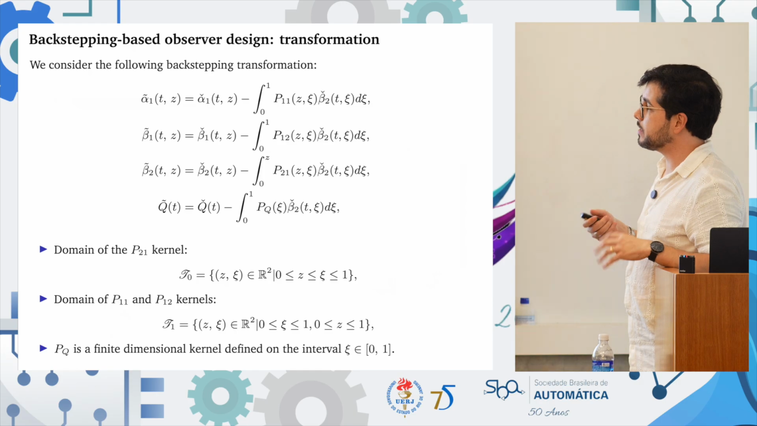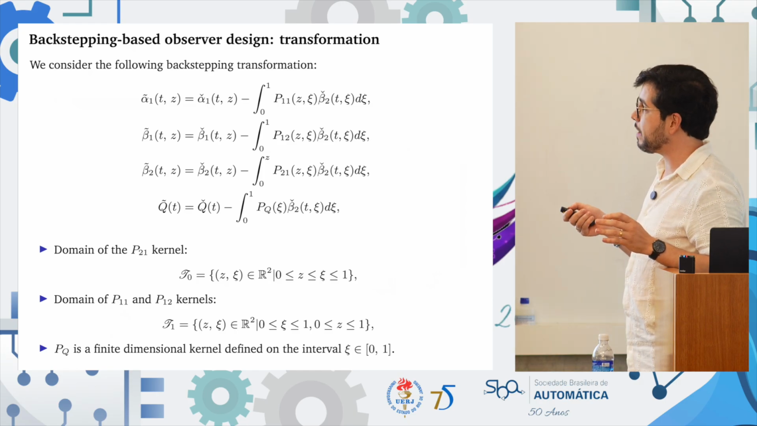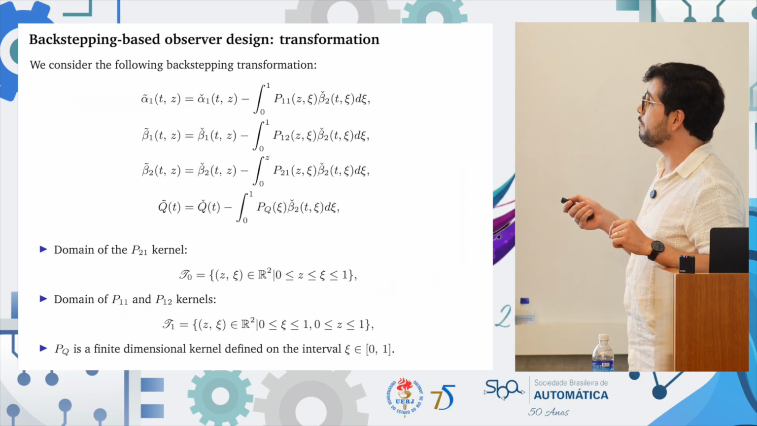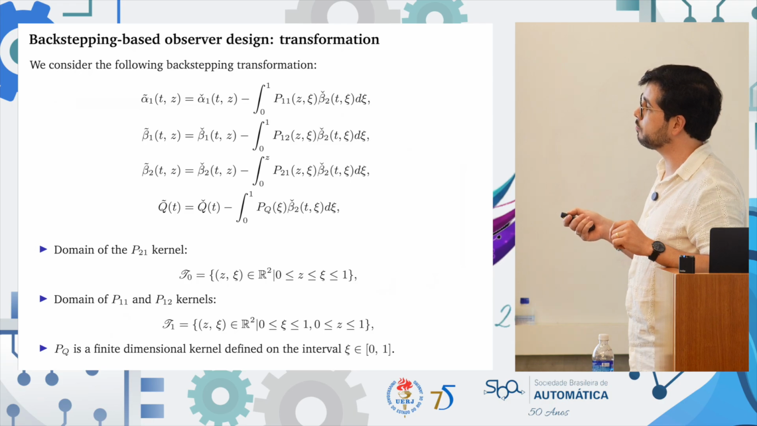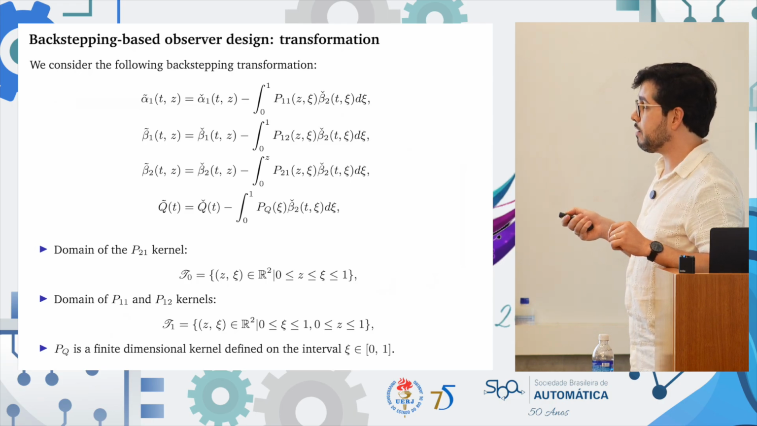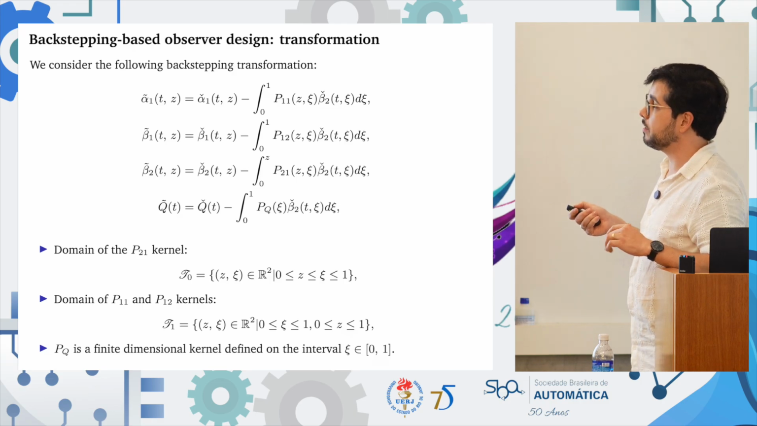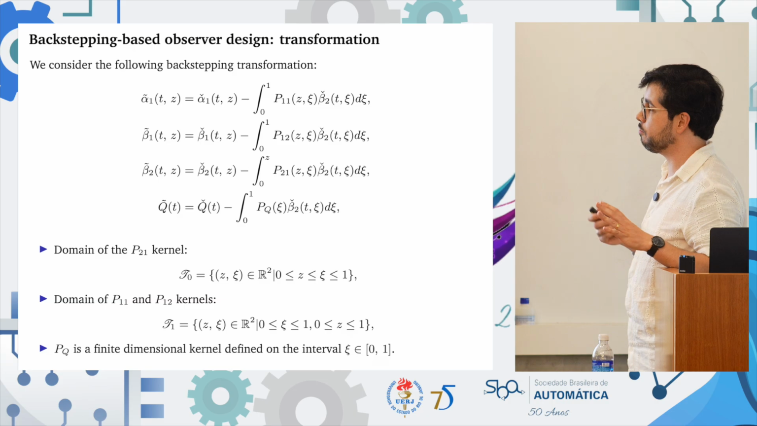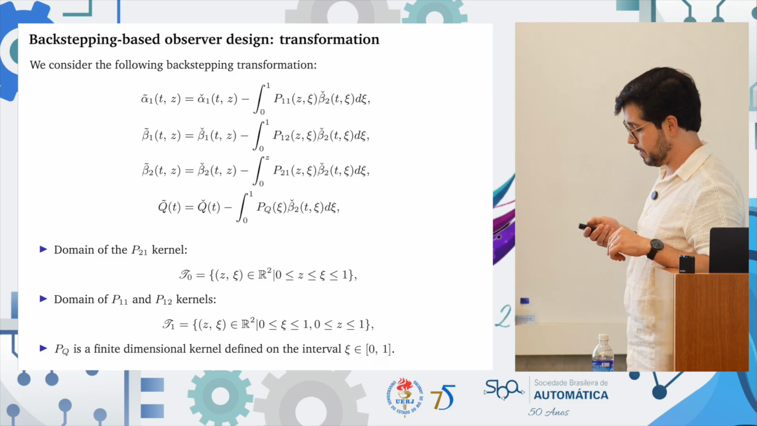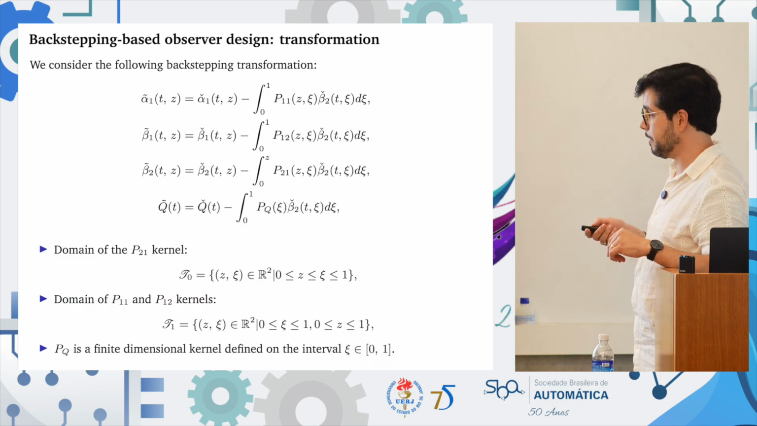Okay, the transformation, the same idea as before. We have a backstepping transformation with Fredholm terms, because they have integrals from 0 to 1, and the Volterra term, which is from 0 to z. The Volterra term is mandatory, because it is the term that makes the transformation invertible. Without it, the backstepping transformation is not invertible, so we don't have the topological properties preserved when we apply the transformation, okay?